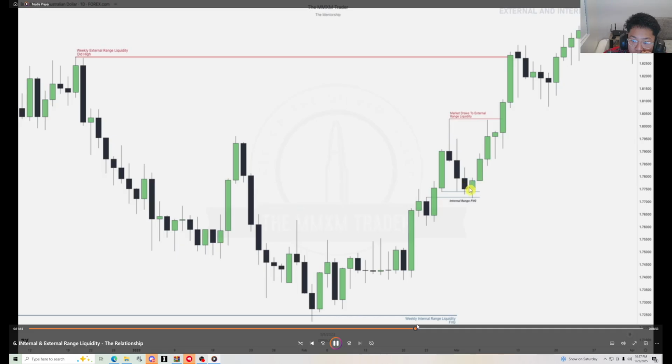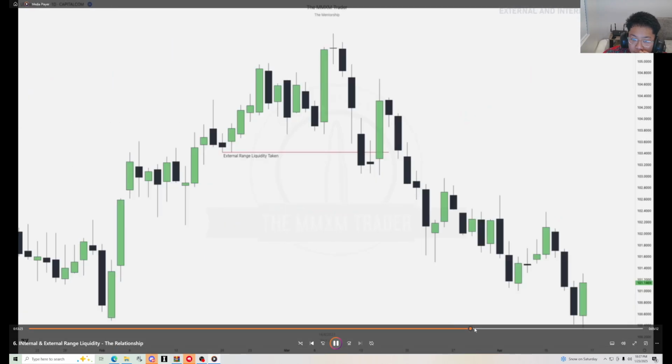This keeps going internal, again back into external. External is the draw on liquidity. All right, this is the external draw of liquidity taken down here. So, boom. I'm guessing this was previous day, current day. The fair value gap is right here. So once this is taken, this will be where you want to set your sell order. Boom, that and/or right here.